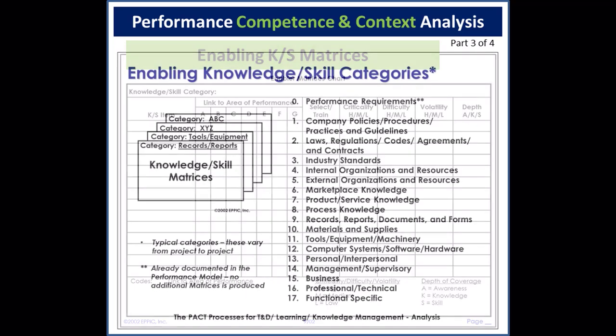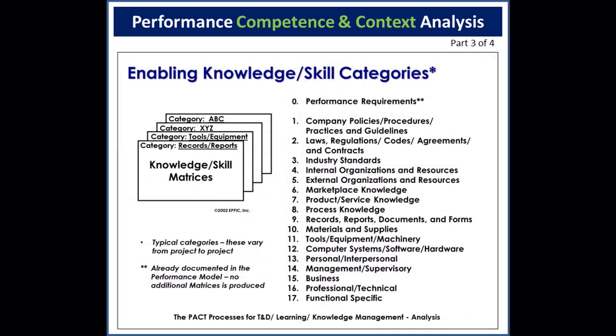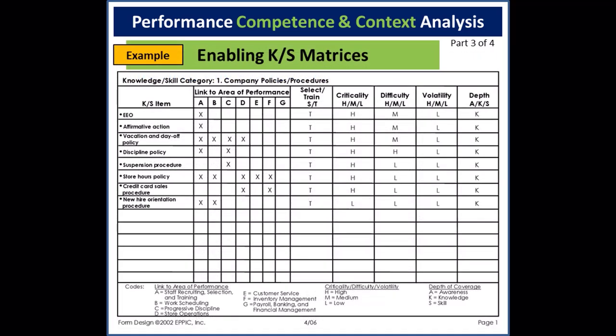Now, for awareness, knowledge, and skill, I use these 17 categories of knowledge and skills to systematically derive what they are. Definitions and examples for these may be found in the optional readings that I'm providing to you at the end of this segment. Here's a completed example of an enabler matrices for knowledge and skills. We link each of the enabler items back to the area of performance, to the outputs and task sets within that area of performance. Now let me explain the process to you.